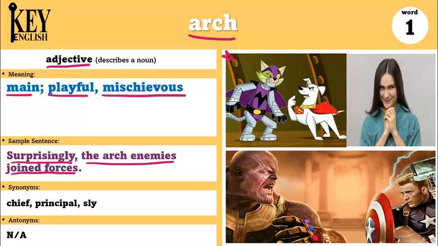So if you look at this picture here, maybe a cat and a dog would be described as arch enemies. We often use this word arch together with the word enemy, because cats and dogs are always the main characters that are fighting. Another example of arch enemies would be Thanos and Captain America from the Avengers.